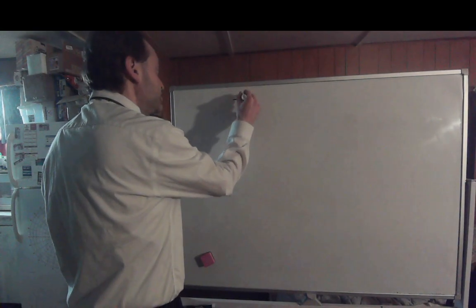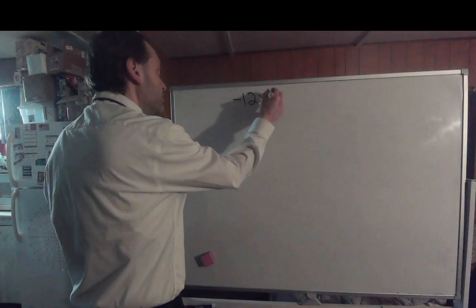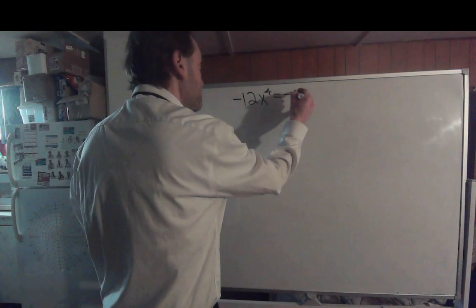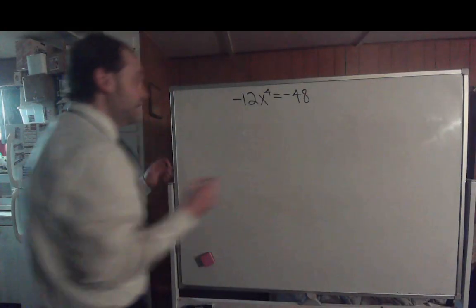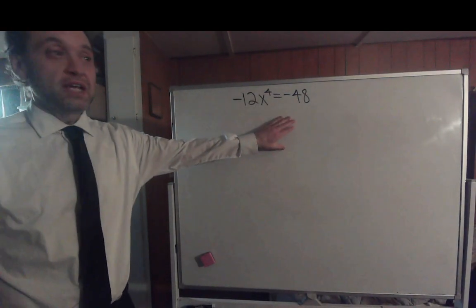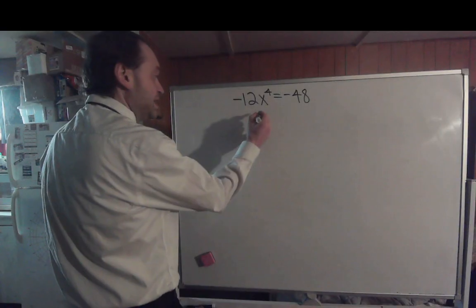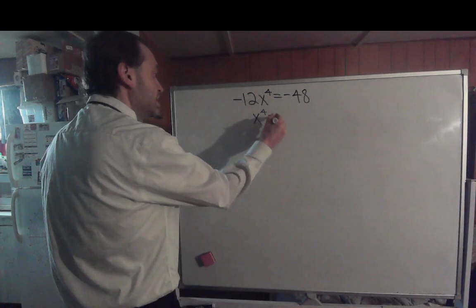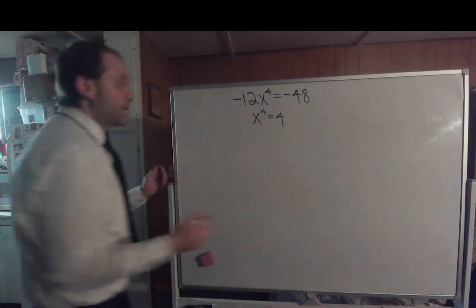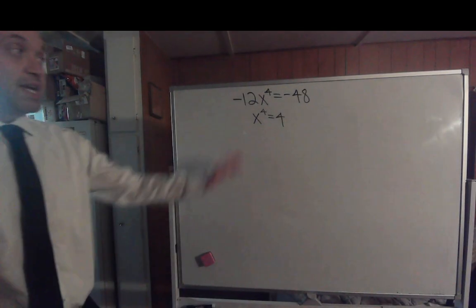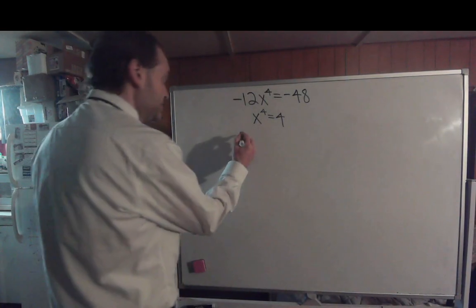Okay, I only have a few more here. I have about 4 more. So let's see, we have negative 12x to the fourth is going to be equal to negative 48. Well, let's get that x to the fourth by itself first. Divide both sides by negative 12, you get x to the fourth is equal to positive 4. Next step is get x by itself, so take the fourth root of both sides.